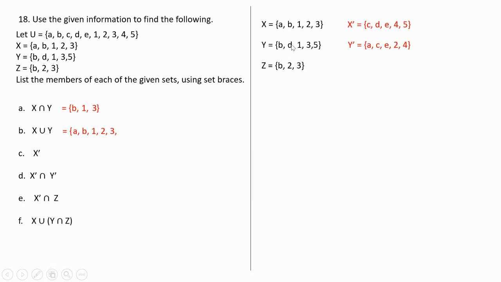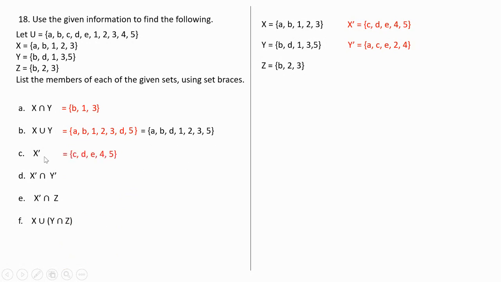Is a D there already? No, so we're going to put D. Is a 1 there? Yes, it is. Is a 3 in there? Yes, it is. Is a 5 there? No, it's not. So we're going to add the 5. So that's your solution for that one. A, B, 1, 2, 3, D, 5. Okay. And then you put them in alphabetical order and also from least to greatest integers.